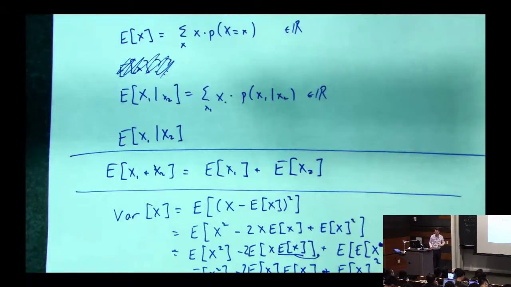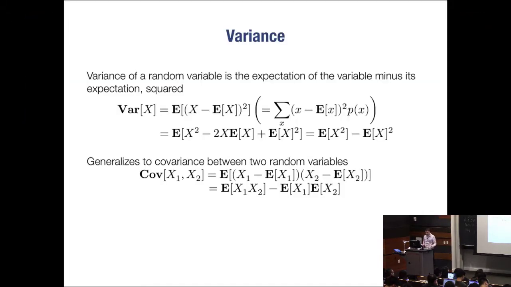That's the variance. Now, this also generalizes to covariance between two random variables. So this one is just the covariance, this is just that definition: the covariance between x1 and x2 is equal to the expectation of x1 minus its expectation times x2 minus its expectation.